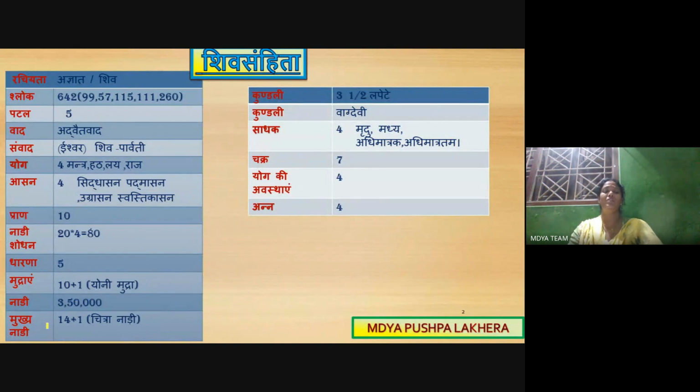Then Mukhya Nadi, meaning the main nadis, is described here as 15. One is Chitra Nadi, which is different from the others, and that is also mentioned here. Then Kundali. What is the Kundalini? How is it wrapped?